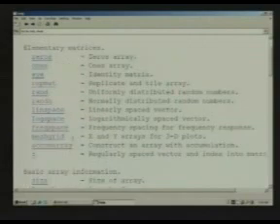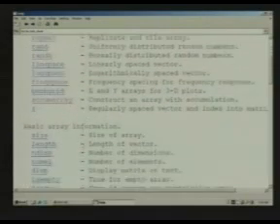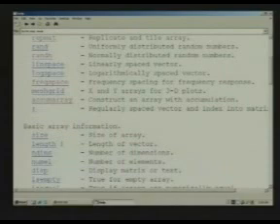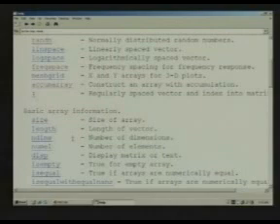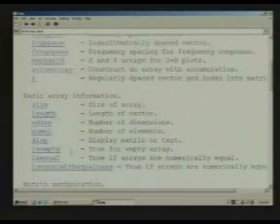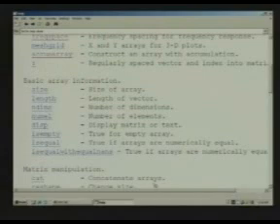Meshgrid, accumulating arrays from vectors, then basic operations on arrays, that is finding the size of the array, the length of the array, where length means the maximum dimension, then the number of dimensions, because arrays may have multiple dimensions, not necessarily a single dimension. It can be a two-dimensional array, a three-dimensional array, then the number of elements, displaying the matrix, testing whether the array is empty or not, testing whether two arrays are equal or not.